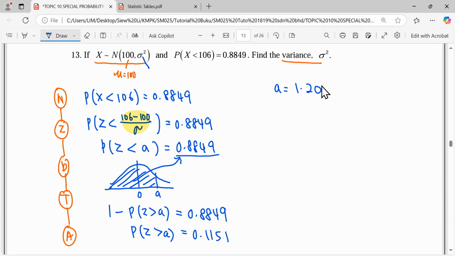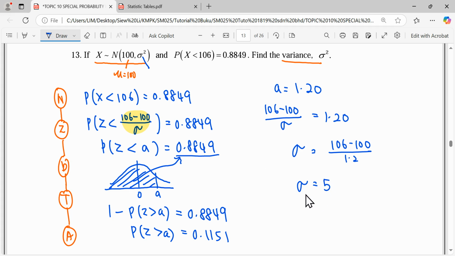This A is positive, and just now A represented 106 minus 100 over the standard deviation. So we can find out our standard deviation: it is 5. And finally, our answer to find the variance: variance is sigma squared, so it will be 25. So that's all for this question. Thank you for watching.